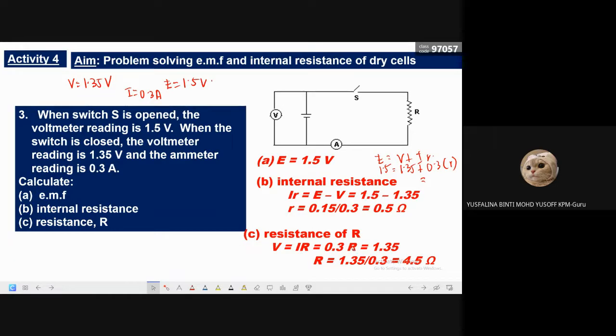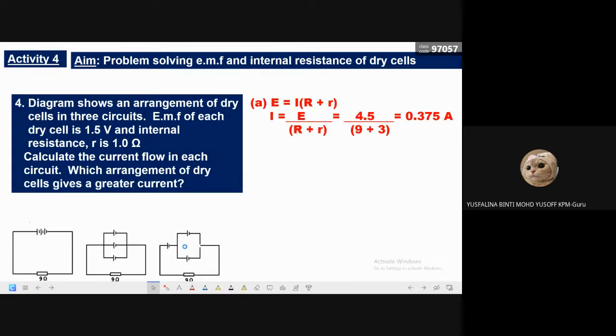Okay, so you can use these two formulas: E equals V plus Ir, and also V equals IR. That one is Ohm's law. Or you can change it. If they didn't give you any reading of the voltmeter when the switch is closed, you can use E equals I R plus r. If they give you E and they give you V, you use the other one. If they didn't give you any value of V, you use this one. But you must have the current. Okay.